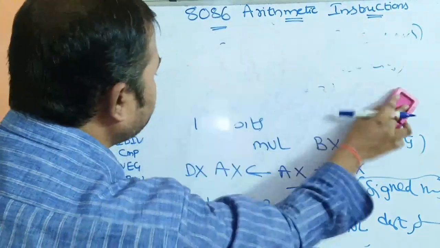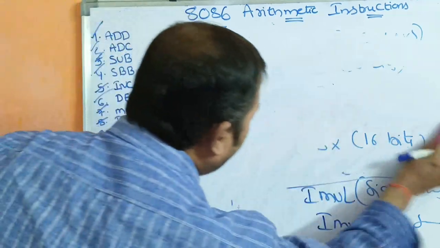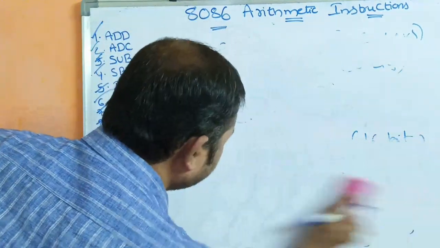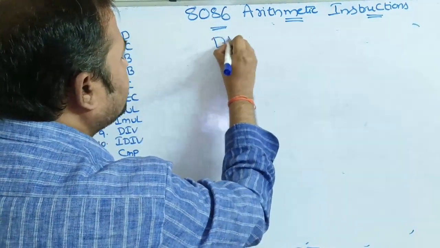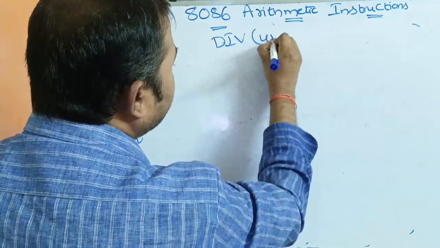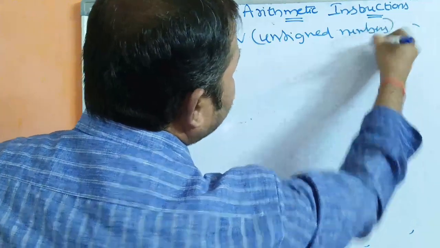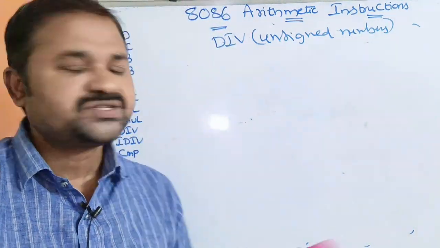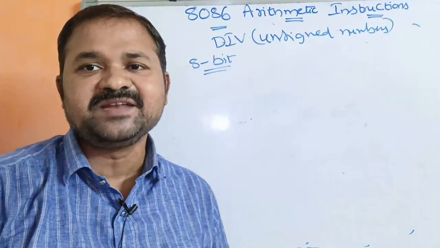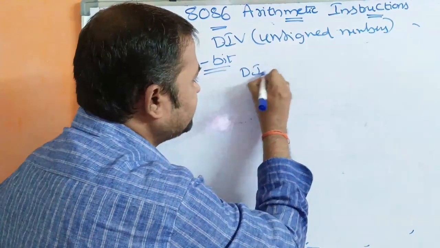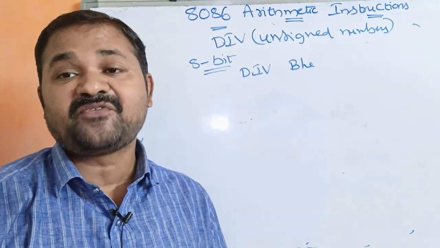Now let us see the next two instructions. MUL and IMUL are over. The next two are DIV and IDIV. What is the purpose of DIV? DIV is used for performing division operation on unsigned numbers. We can perform division on 8-bit numbers as well as 16-bit numbers. Let the instruction be DIV BL. Here automatically the operation will be performed on the accumulator.